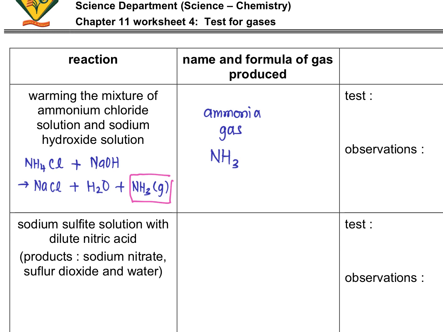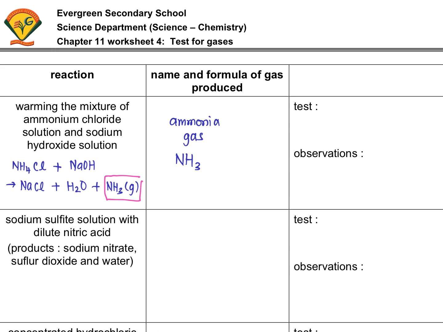Yeah, we have learned it last year. Okay, what's the nature of ammonia gas? Acidic, neutral, or alkaline? This is not acidic gas. This is an alkaline gas. What can you test for alkaline gas? Litmus paper. What color to use?